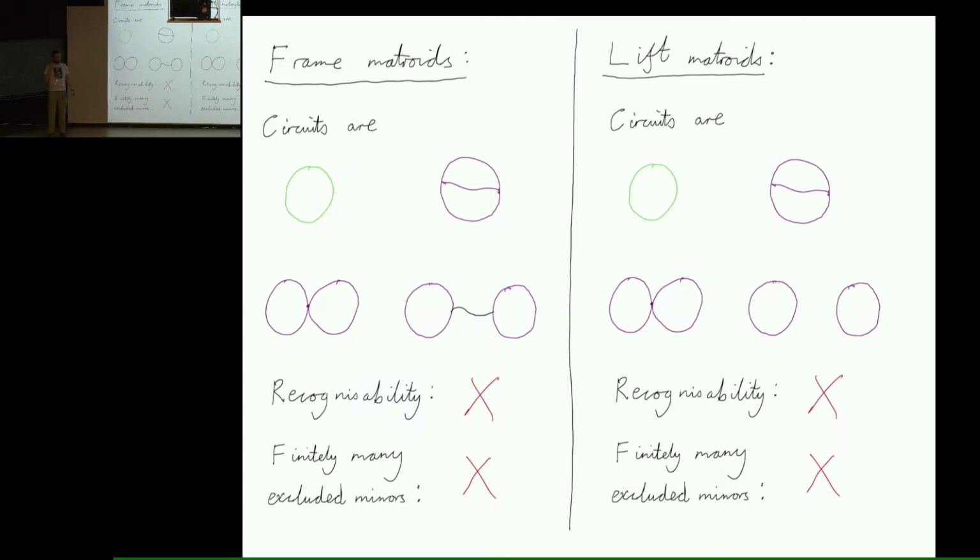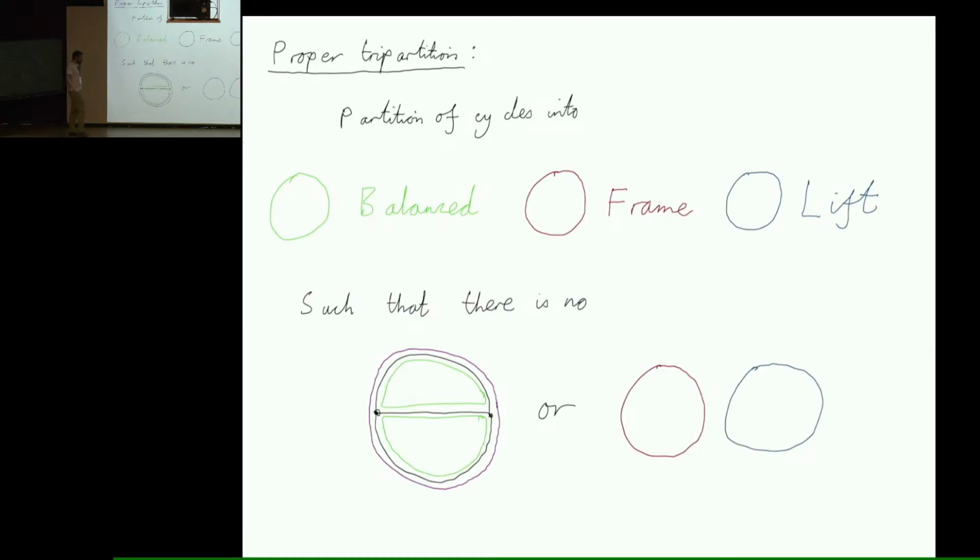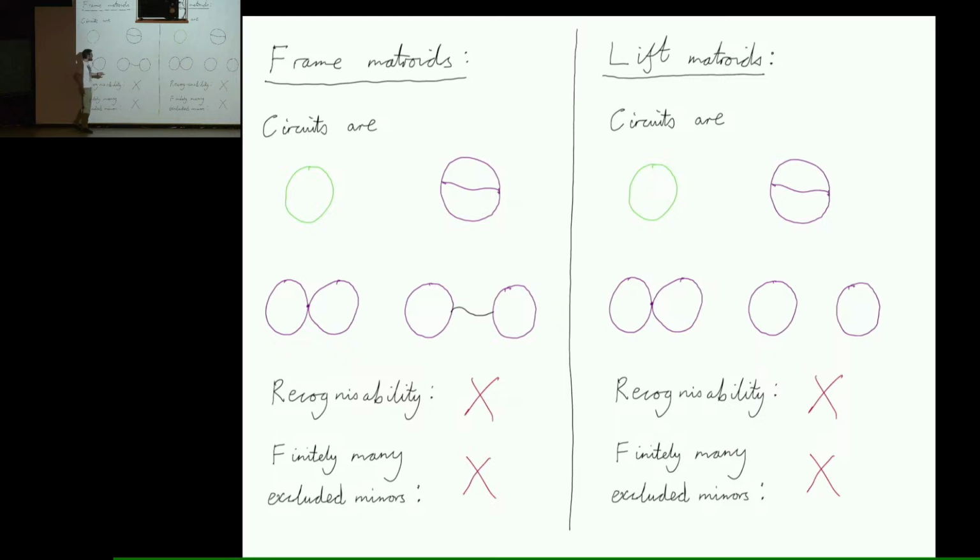So, just as those two classes were defined in terms of biased graphs, we need a very, very slightly more complicated structure to define quasi-graphic matroids. We need proper tripartitions. So we still need some collection of balanced cycles in our graph, but now we want to partition the remaining cycles up into two kinds of cycles, frame cycles and lift cycles. And the frame cycles are hoping to participate in circuits of this kind, whereas the lift cycles are hoping to participate in circuits of this kind.